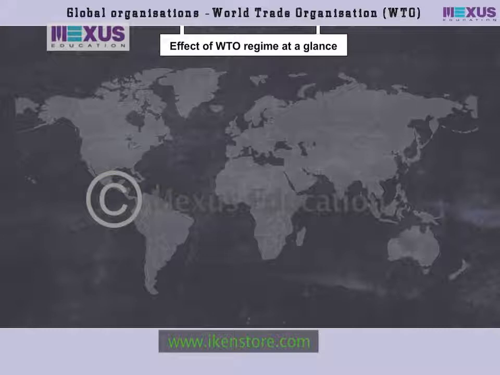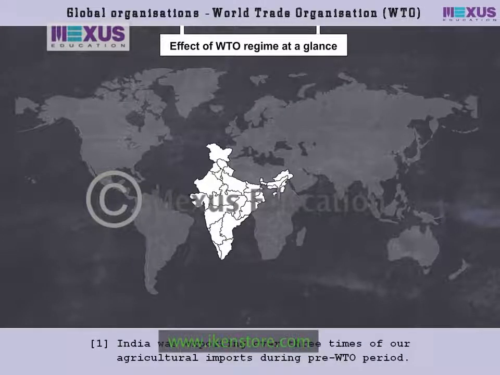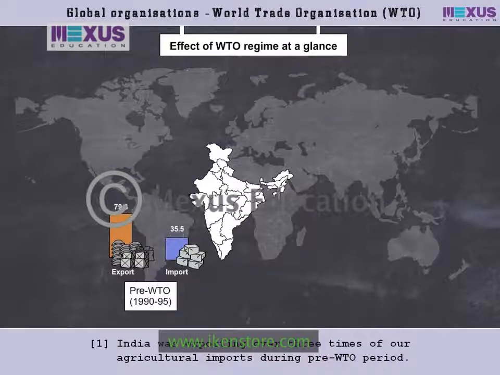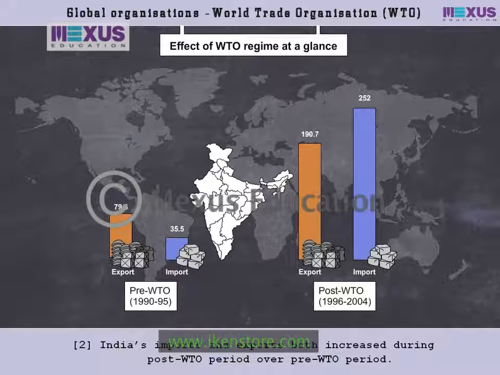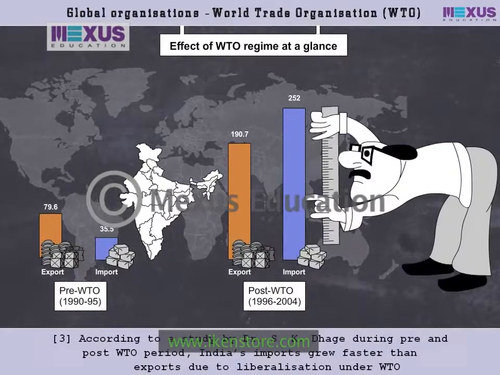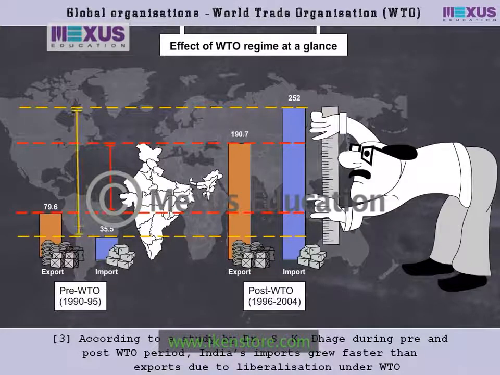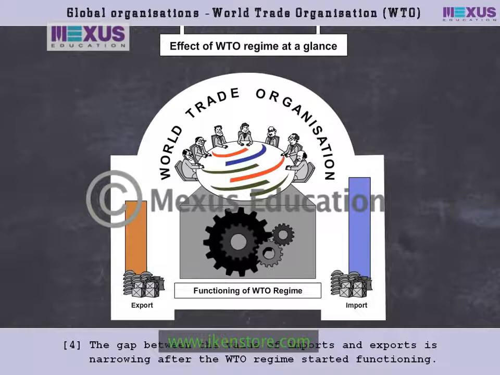Effect of WTO regime at a glance. India was exporting over 3 times of our agricultural imports during the pre-WTO period. India's imports and exports both increased during the post-WTO period over the pre-WTO period. According to a study by Dr. S.K. Dhage, during the pre- and post-WTO period, India's imports grew faster than exports due to liberalization under WTO. The gap between the value of imports and exports is narrowing after the WTO regime started functioning.